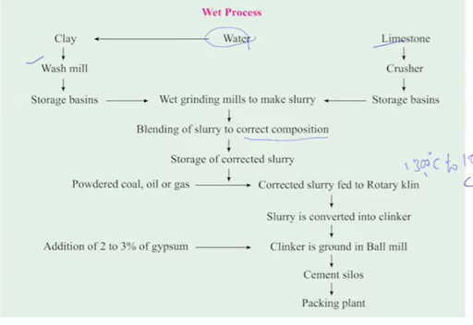At that temperature, the clinkers are formed. After cooling the clinkers, 2 to 3% of gypsum is added and it is ground. Then it is transferred to cement silos and the packaging plant.